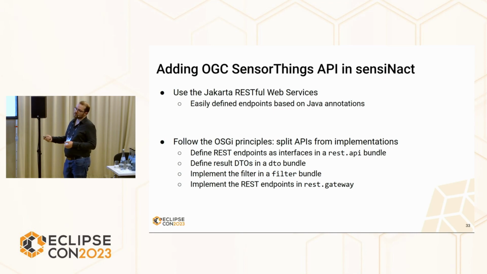Then you have the DTOs, the data transfer objects. So all the JSON I showed you before was described here as pure Java objects. Then you have the filter, which is the biggest bundle we have here, that does all the conversion, parsing, and execution of filters. And finally, the REST gateway, which is where the implementation rests. So we have 4 bundles, in total less than 1,000 lines.